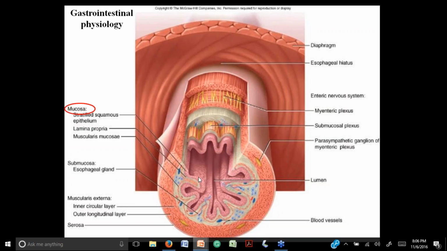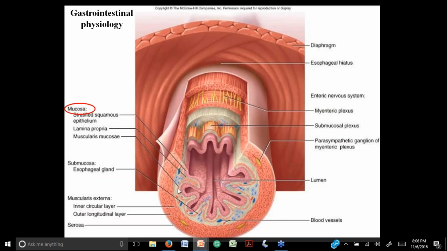So here we have the mucosa. In the mucosa, we are going to have all the glands, all the cells that are going to produce secretions we are going to see soon.